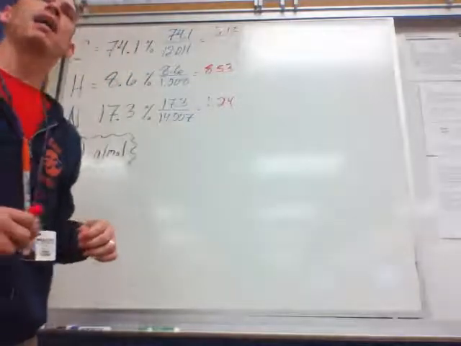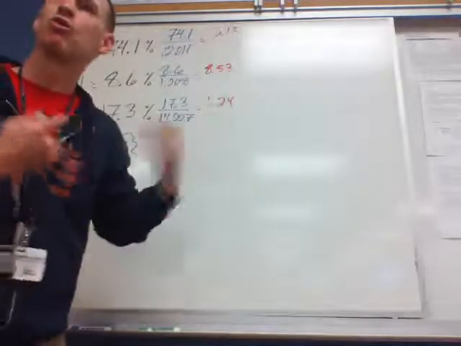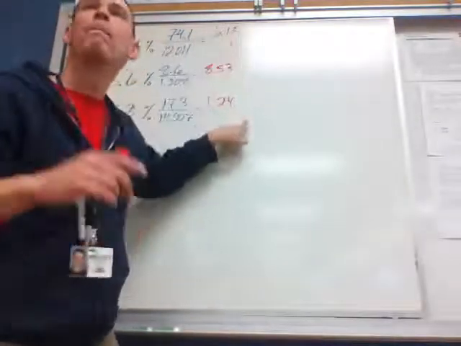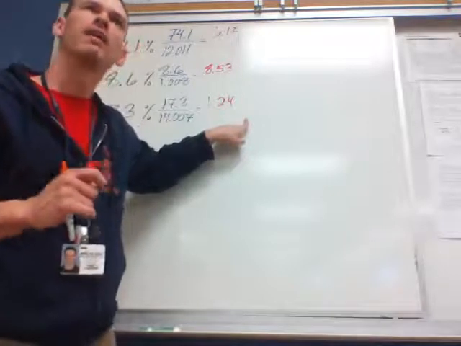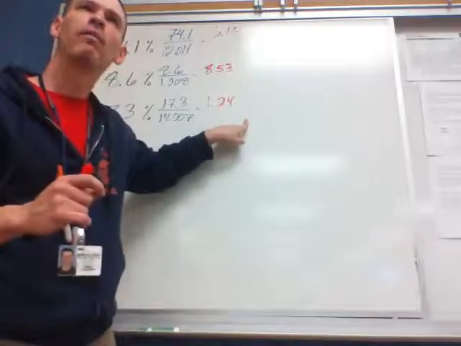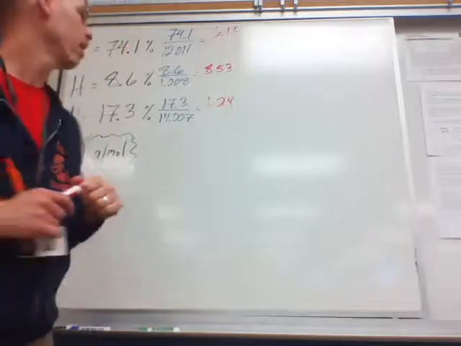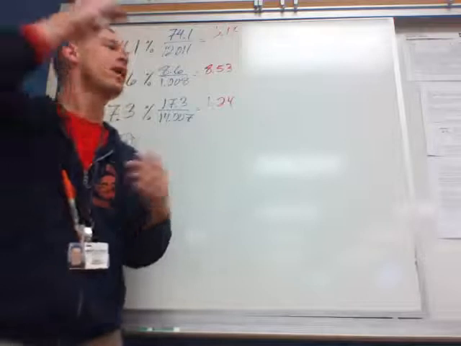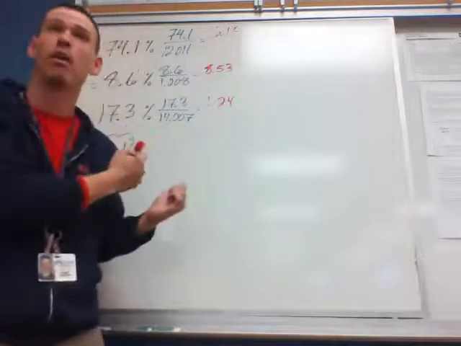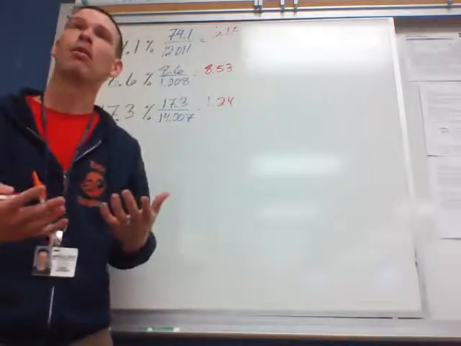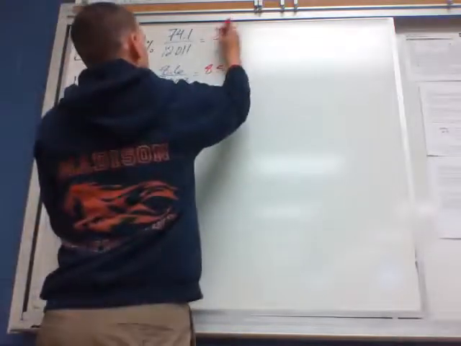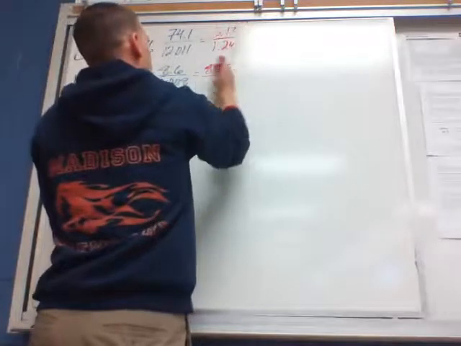Step 2, divide each answer that you got in step 1. The red numbers are the answers that we got from step 1. It says divide each of those by the lowest number we got in step 1. What's the lowest red number that we got? 1.24. So listen to this step again. We're going to divide all of the red numbers by the lowest red number, 1.24. So we're going to divide all 3 of them by 1.24.